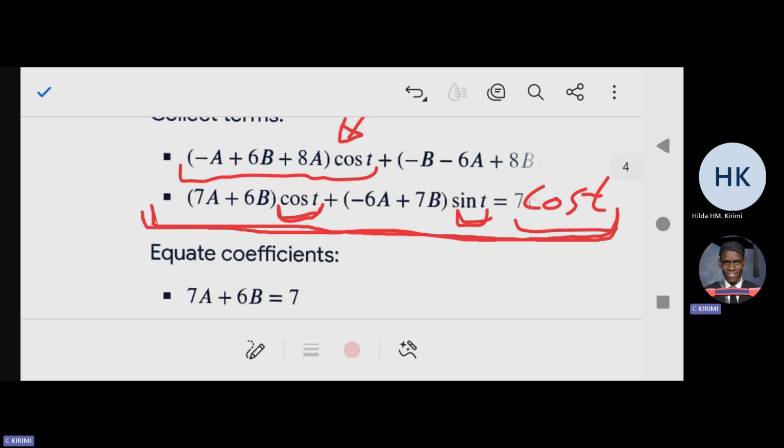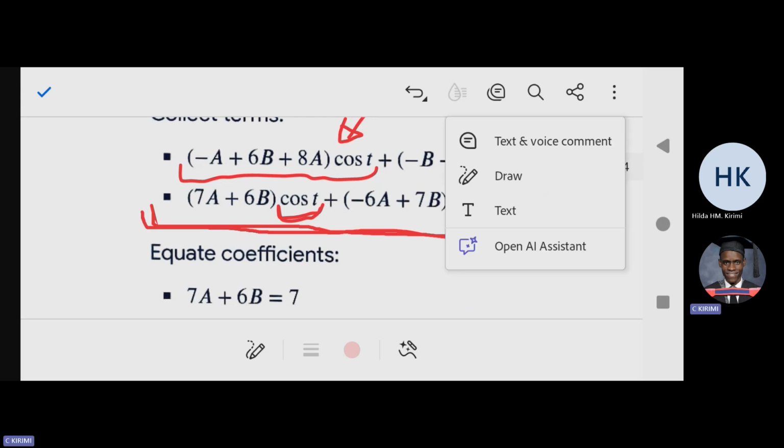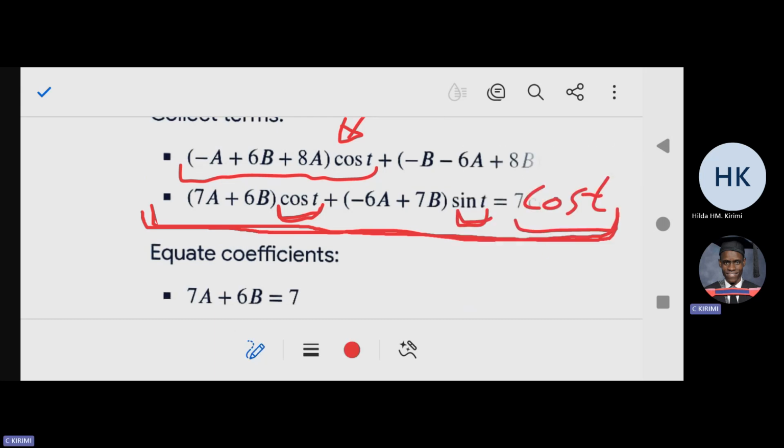Remember, the right-hand side can also be written as plus 0 sin t, because there is nothing in the sin t. So then you equate the sin together, then you also equate the cos on their own. Do you get the logic?